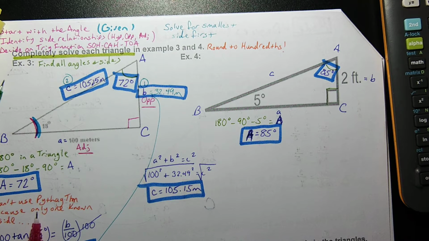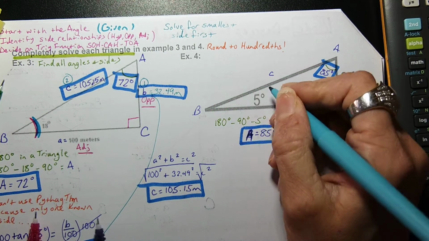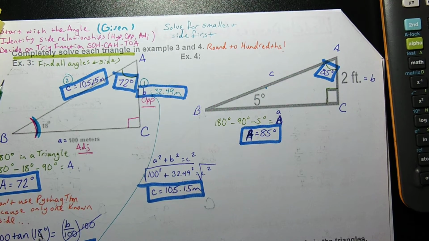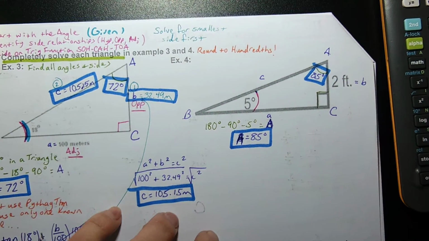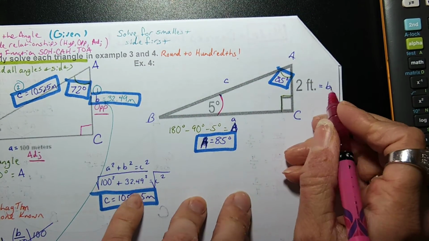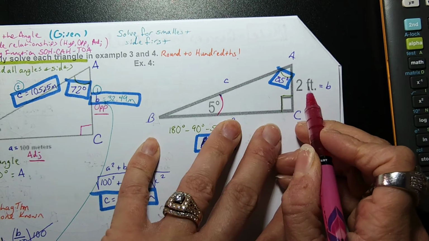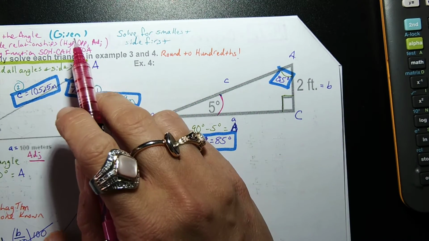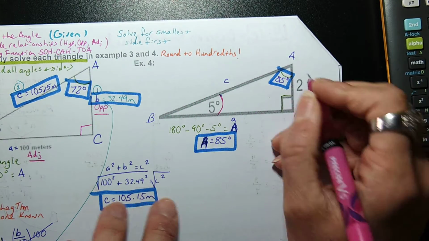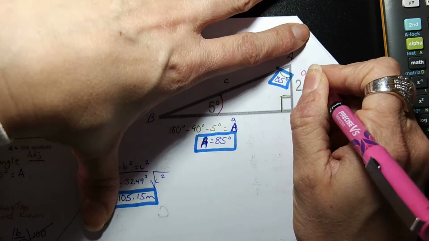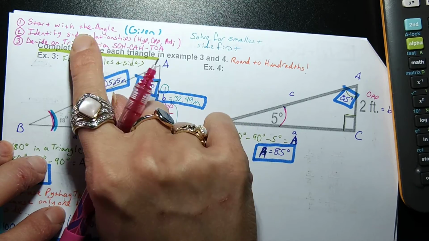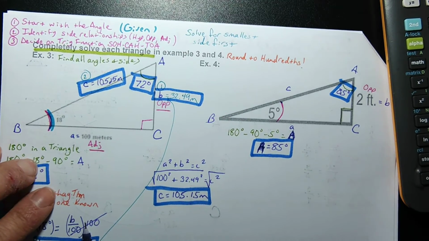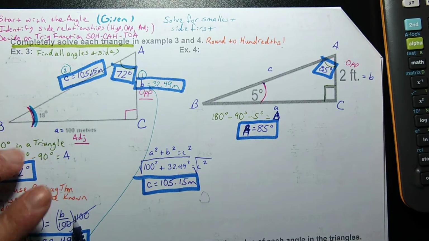It shouldn't matter which angle you use, but as a general rule, it's always best to mark the given angle. So our given angle is B. That's 5 degrees. Our given side is B. Would you say that that is opposite, adjacent, or hypotenuse to that angle? It's opposite. So this is our step 2. Start with the angle, usually given. Identify the side relationships for the given information.